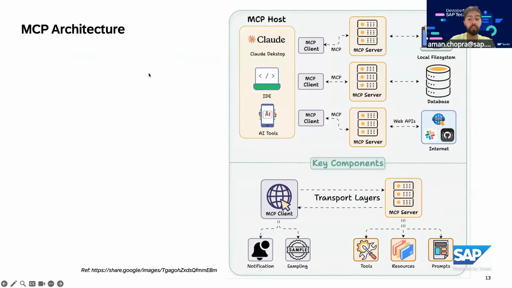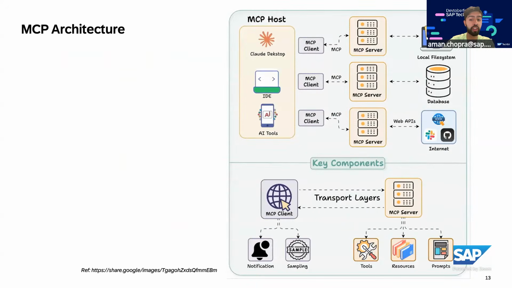Now, the servers are what actually expose the underlying tools, resources, or prompts. And these are going to be different primitives that are really defined by the protocol. And these primitives could allow access to a local file system, a database, or the internet, or whatever other tool that you define. And then finally, we also have some transport mechanisms that are in place between the client and the server, which could be either STDIO or server-side events through HTTPS.